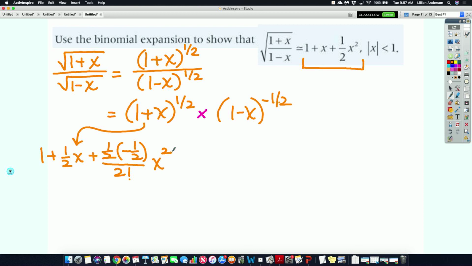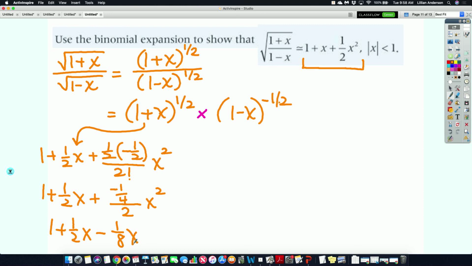Now, let's simplify this. This becomes 1 plus 1/2 x. A 1/2 times a negative 1/2 becomes a negative 1/4. All of this is over 2 factorial, which is a 2, x squared. And a negative 1/4 divided by 2, when I keep change flip, turns into what? Negative 1/8. So I have 1 plus 1/2 x minus 1/8 x to the second power, and we have successfully expanded the first parenthesis. Questions?